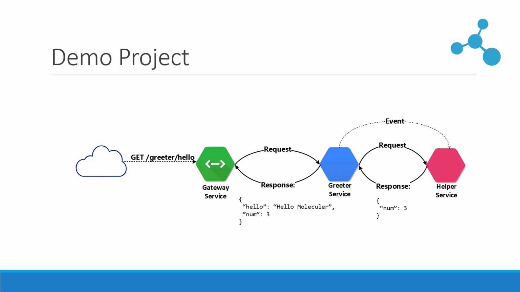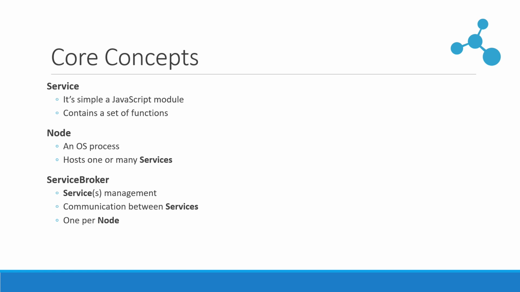Now, before diving into the actual code, we need to understand a couple of concepts that Molecular has. So we have a service, a node, and a service broker. A service is a simple JavaScript module that contains a set of functions. So considering an online store, you might have a service dedicated to sending emails to your customers. A node is a simple operating system process, and it may host one or many services. This part is important, and we're going to get back to it in a moment.